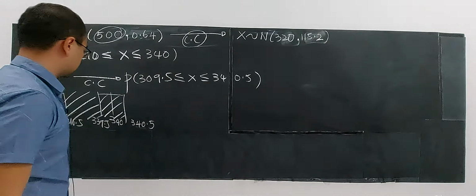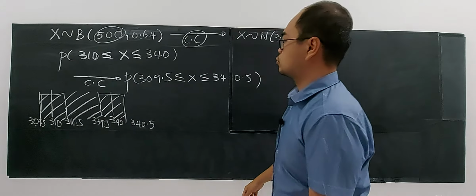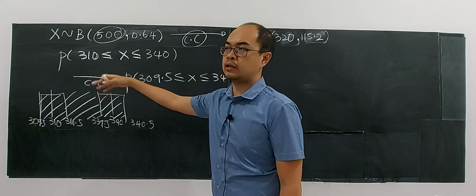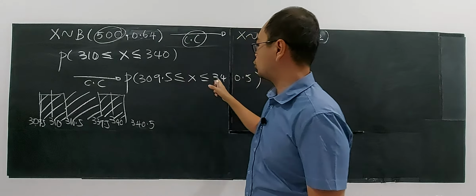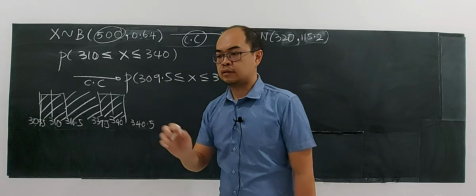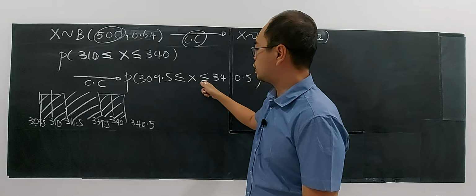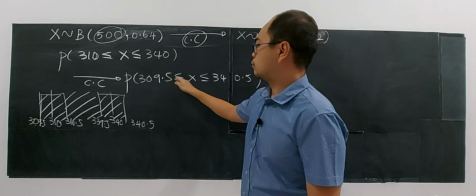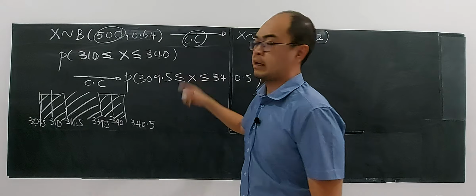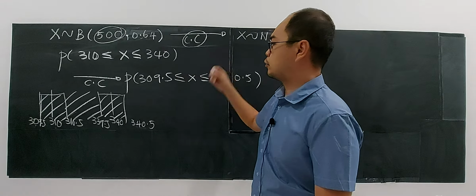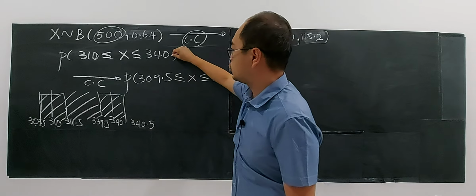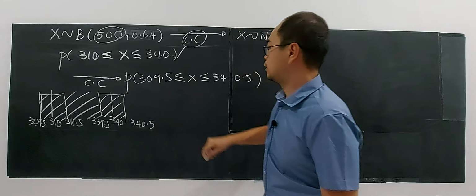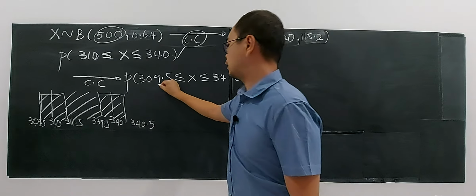A student asked me, sir, after I do continuity correction, do I need to put an equal here? It doesn't matter. You can put equal or not, as you like. But for me, I just copy back, so equal, then put equal. No equal doesn't matter, but here you must, because it's a discrete random variable. Now you transform, so now, finding the probability.